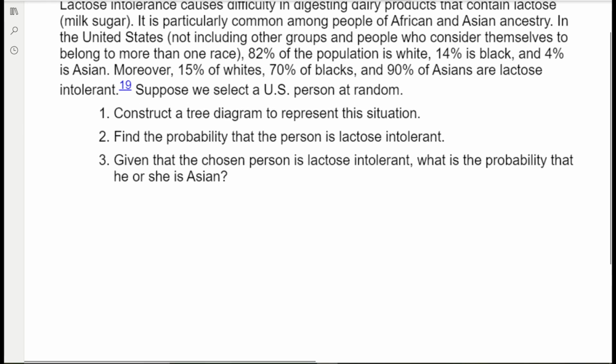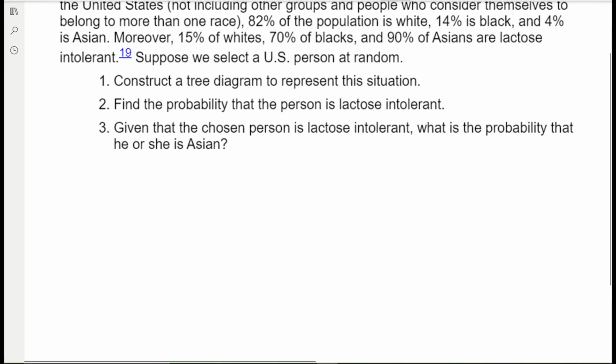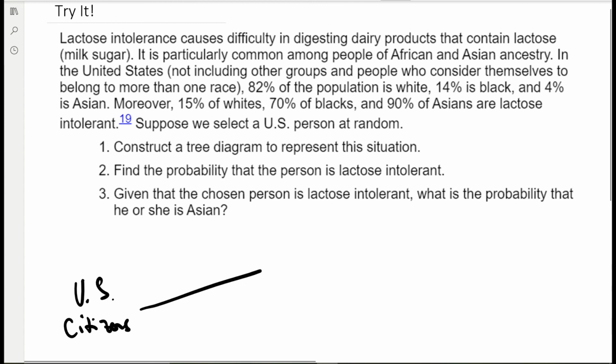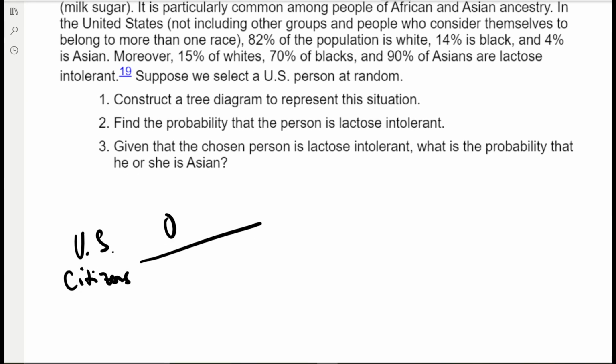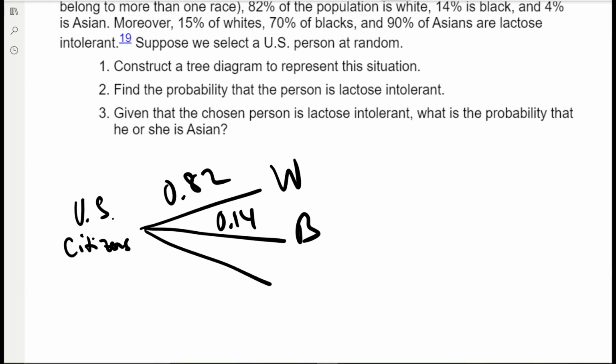All right, so we're looking at the United States, right, only. So we're looking at U.S. citizens. So in that first branch, it says 82% is white, so we'll say W. We'll say 14% is black, so B. And then 4%, 0.04 is Asian.